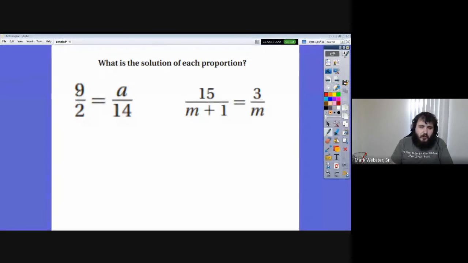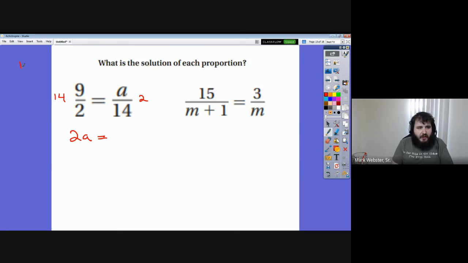Okay. So once again, we're going to rewrite this as an equation. So we multiply to both sides to get these denominators cleared out. We should have a 14 left here. We should have a 2 left over here, right? So I'm going to put the A on the left side because I like it that way.